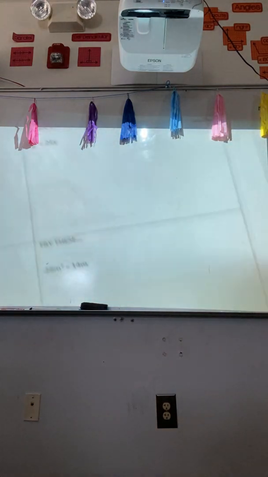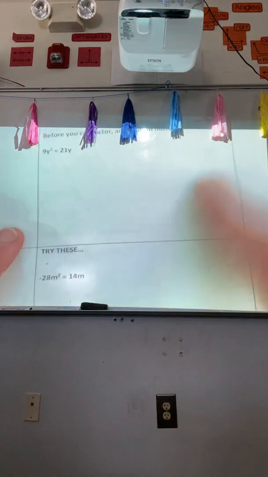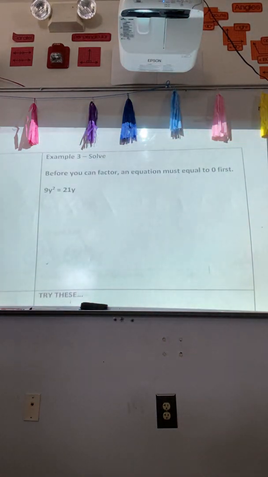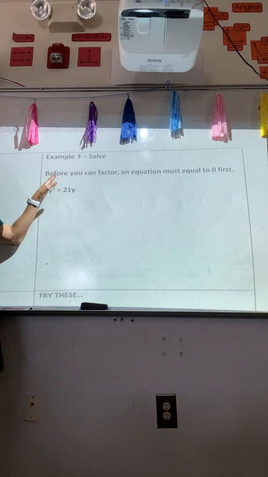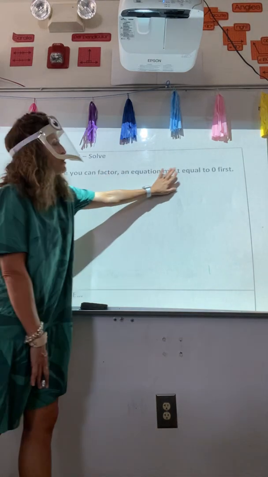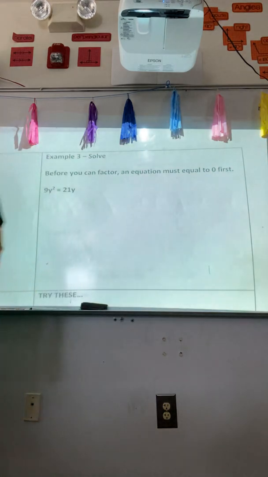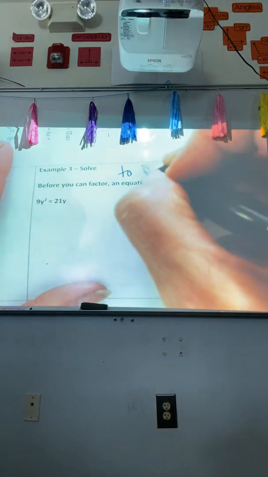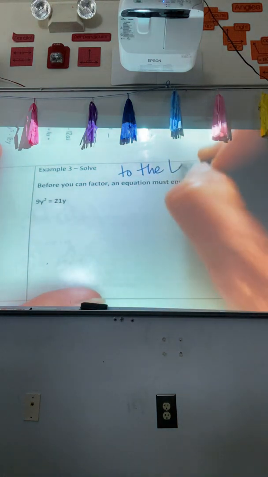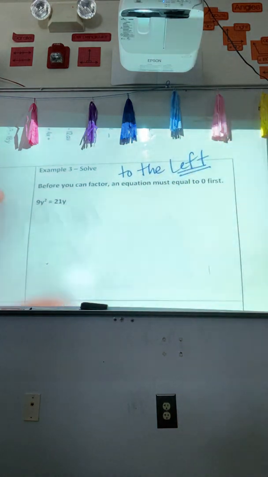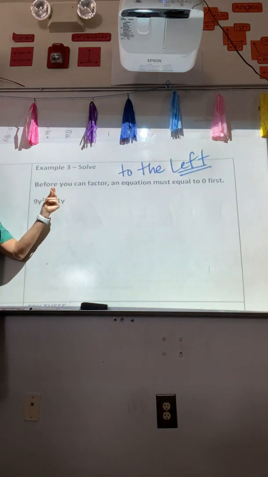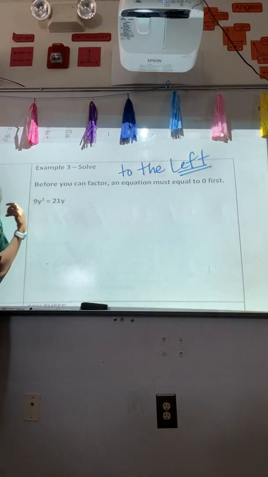All right, so example 3 at the top right. Top right, this is my last one. Before you can factor, it has to be set equal to 0 first. So we're going to do what Beyonce would do. We're going to move everything to the left. Okay? All right, so we need to set this equal to 0. So look right here, eyeballs. Subtract 21y over, okay?